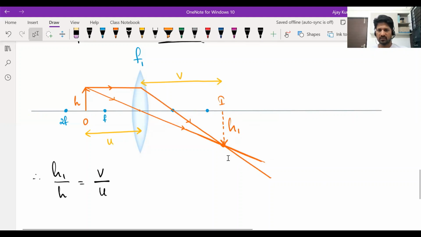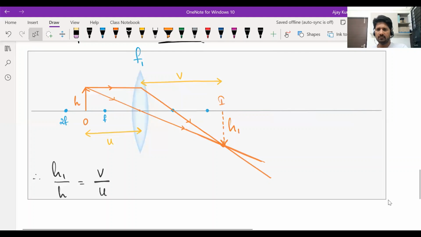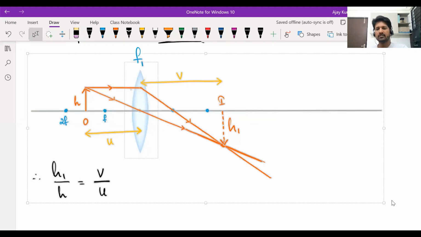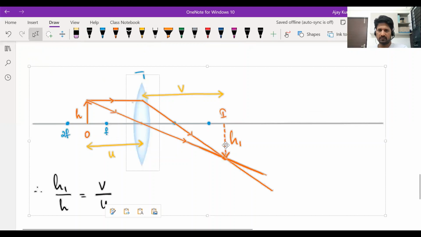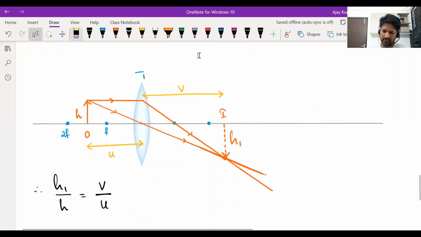Okay. Now what happens is this image that is formed by the first lens will be further magnified by the second lens. Let's see how it does that. The ray diagram is the most important thing. That's why I'm explaining slowly.